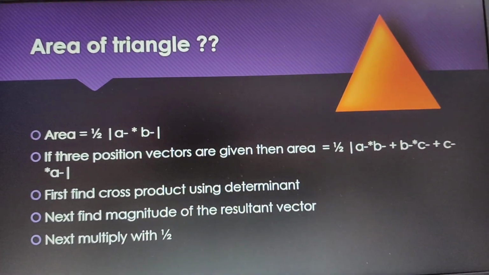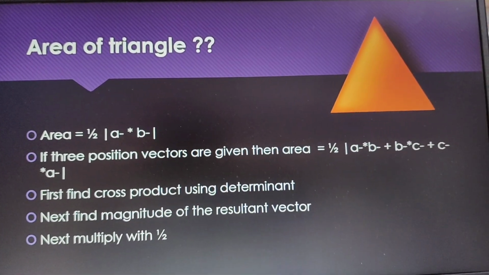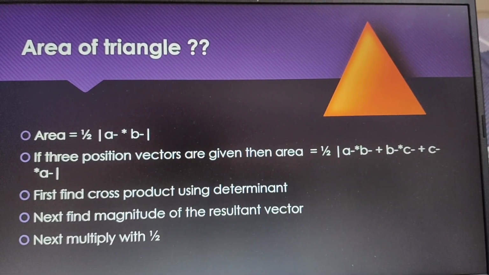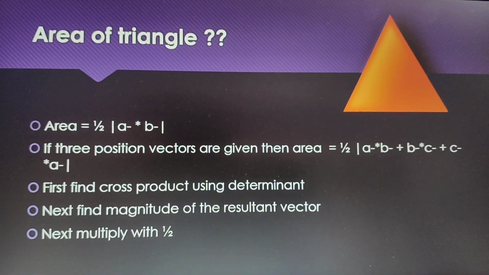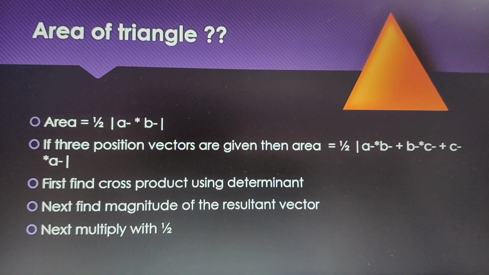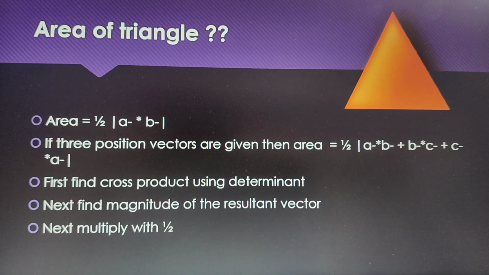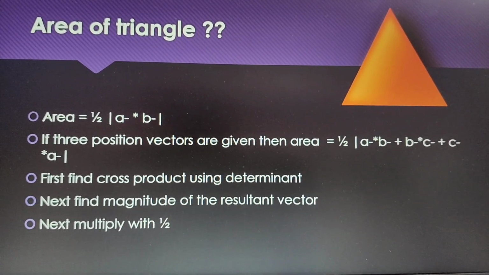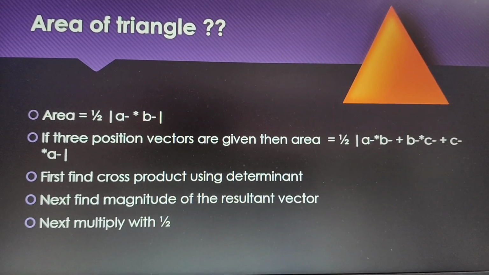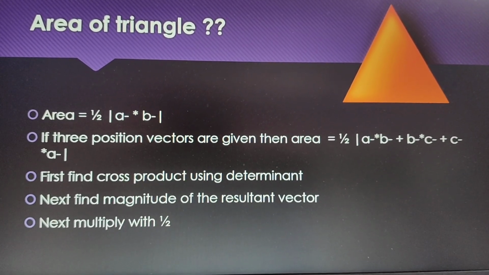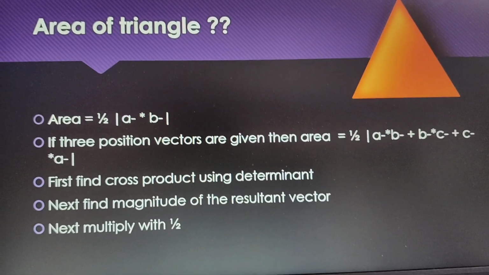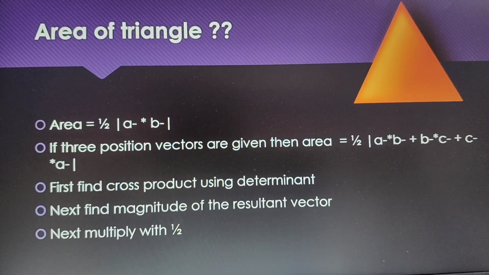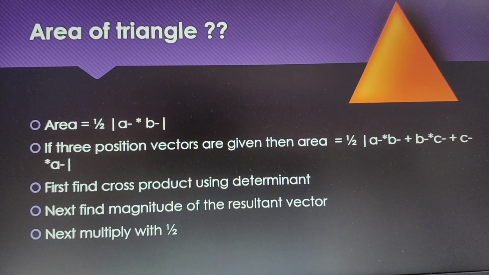Area of the triangle. Area is equal to half mod A bar cross B bar. Suppose if three position vectors are given, then half mod of A bar cross B bar plus B bar cross C bar plus C bar cross A bar. In both the processes, you need to first find the cross product using the determinants. Next, find the magnitude of the resultant vector. That is square root of a square plus b square plus c square. That is the formula for magnitude. And then multiply with half or divide by 2. Then finally you will get the area of triangle.